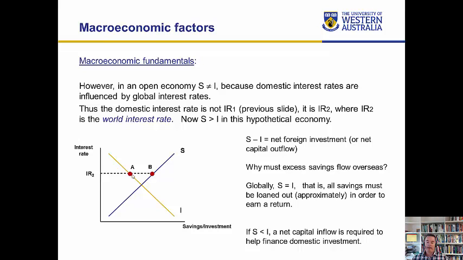Now if we have a situation where we have excess savings in this country, then we're going to have a deficient level of savings in other countries, so we'll get money moving from this country to a country that is in a situation where savings are less than investment.